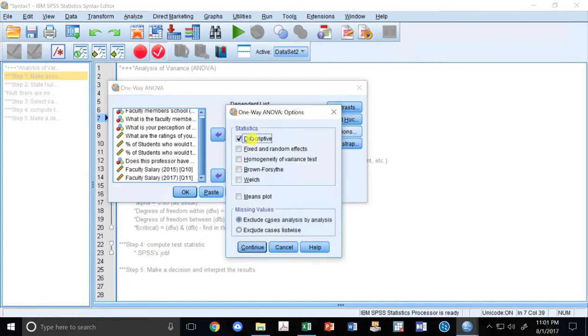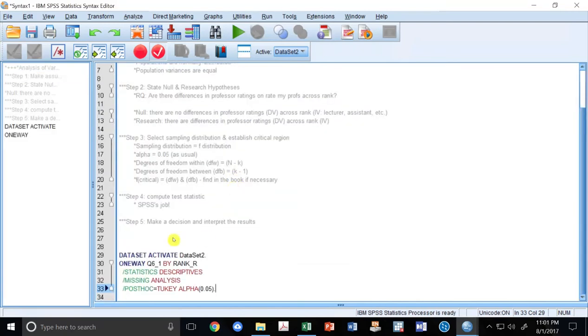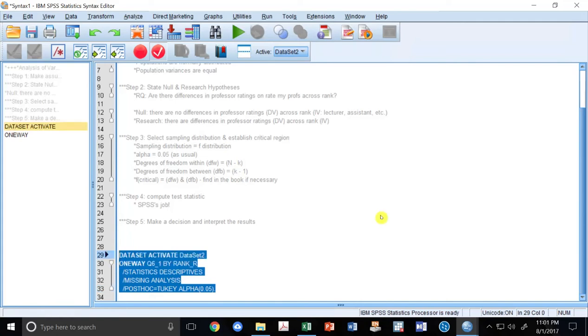Then I want Options, and I always do descriptives, because descriptives give us the information that we need. So it gives us the descriptive information of each variable and each group. And then I click paste, because it puts it down here. So I'm going to highlight that, and then I'm going to press this play button at the top.